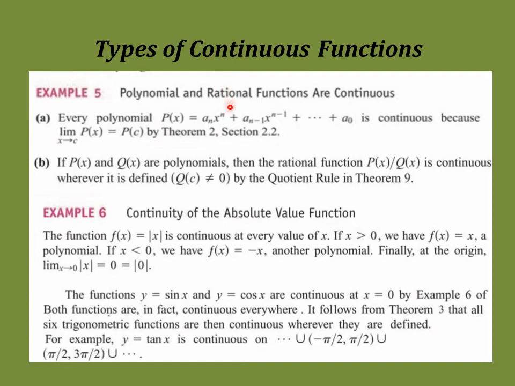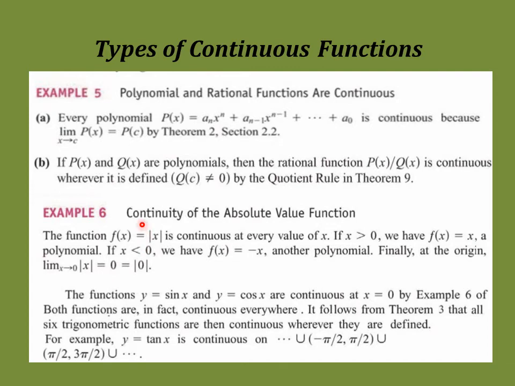Even what are called rational functions are continuous. We took it in the previous slide: we said any two continuous functions, if you divide them, then the quotient is continuous, such that the denominator should not be 0. This is also going to give us a continuous function.